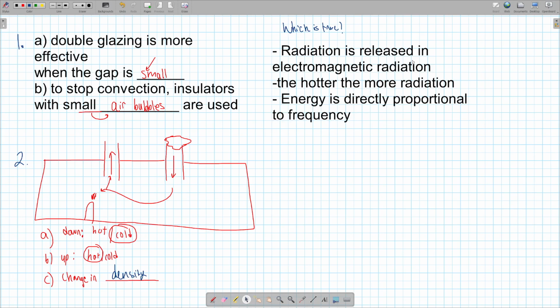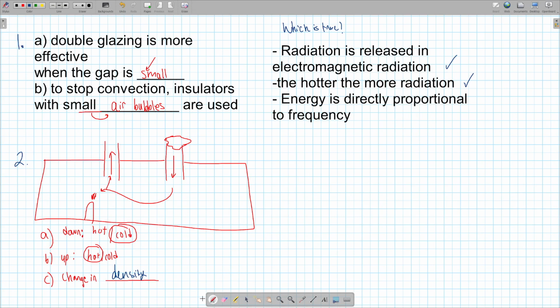We said radiation is released in electromagnetic radiation. We know this is correct. We know, obviously, the hotter, the more energy you have, so there's more radiation. Think about it like that. Energy is directly proportional to frequency. Remember, we said E equals hf. h is a constant, so E is directly proportional to f. Okay?